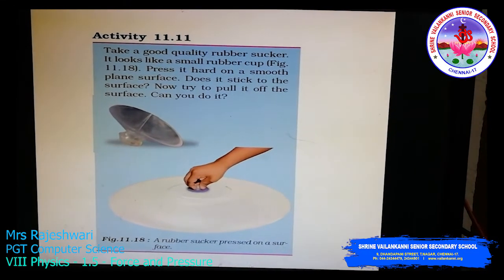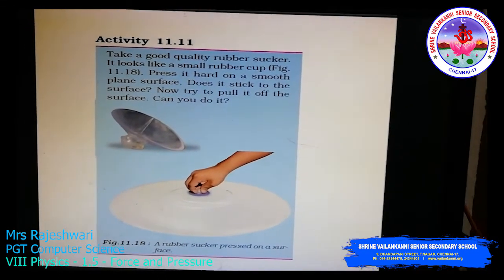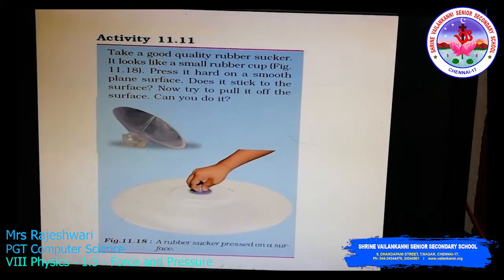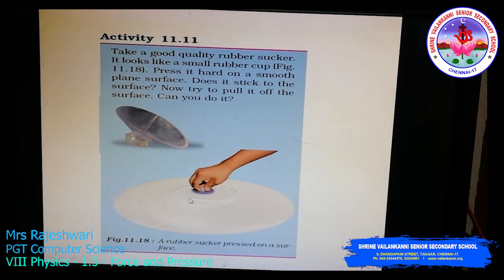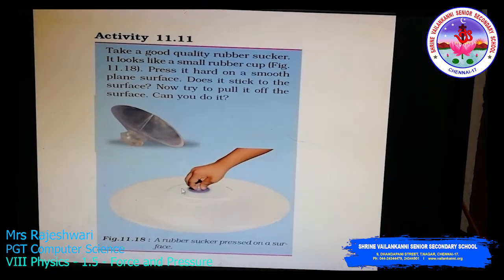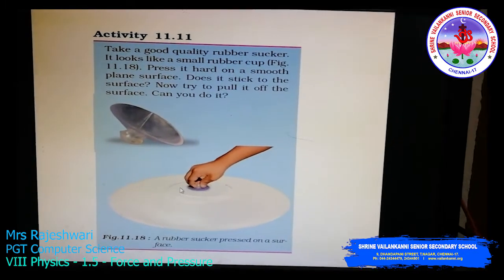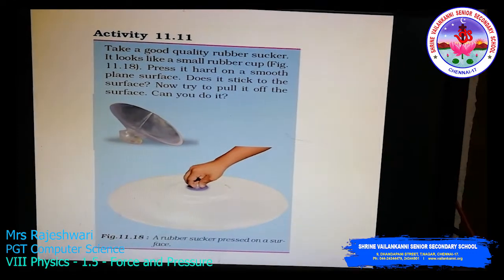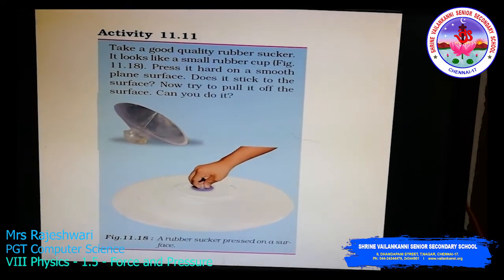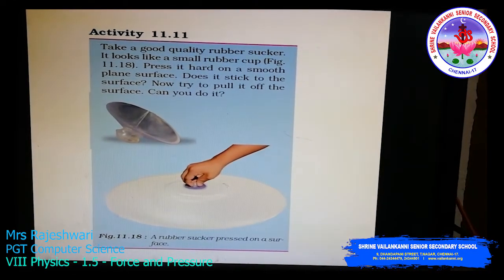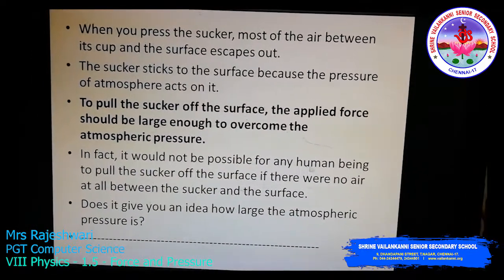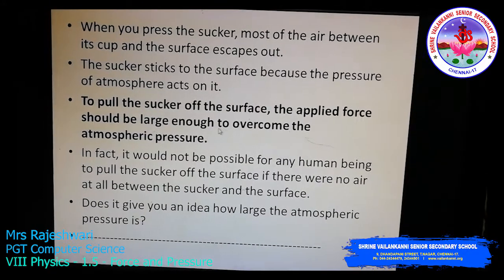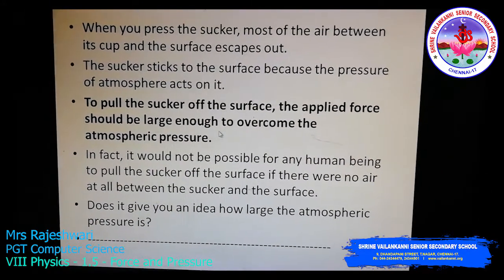What you have to do is just take a small, good quality rubber sucker and press it hard on a smooth plain surface, like how it has been shown in the picture. Once you press it hard on a plain smooth surface, the rubber sucker sticks to the surface, and if you try to pull it off from the surface, you will not be able to. So what is the reason behind that? It is because the force which you applied is large enough to overcome the atmosphere.